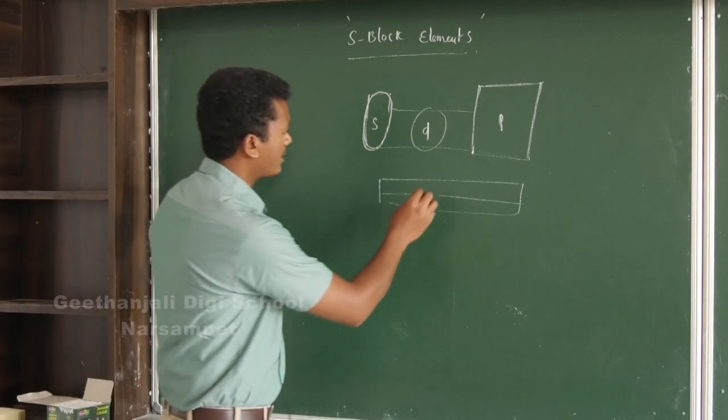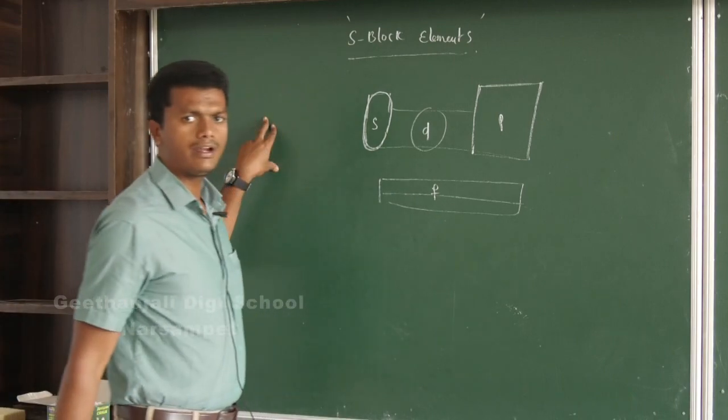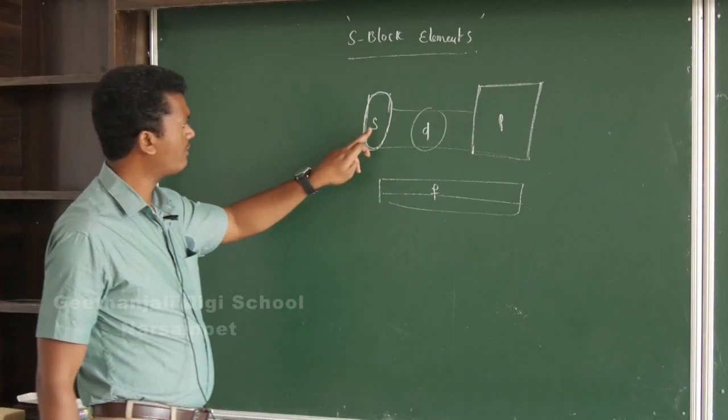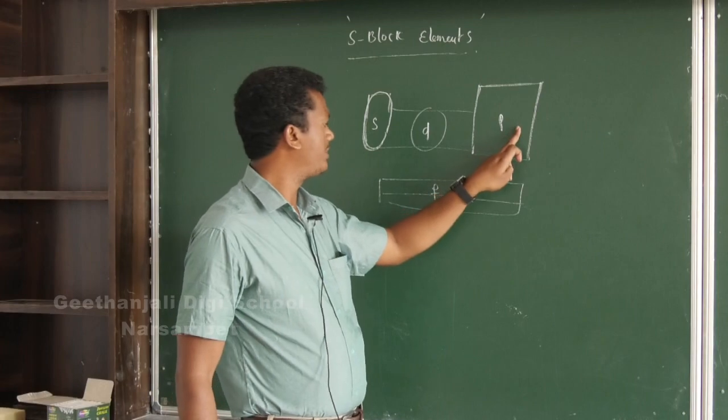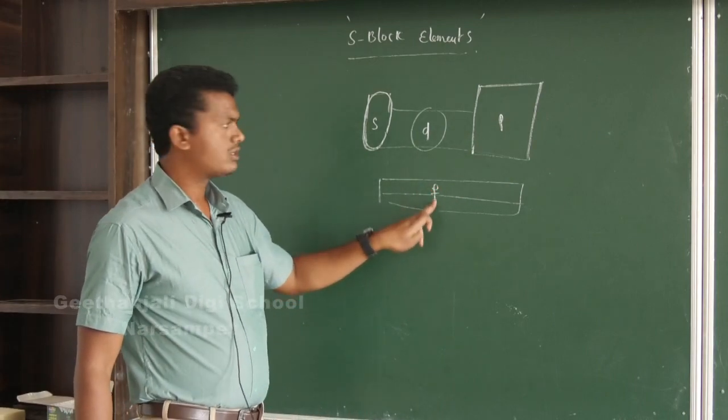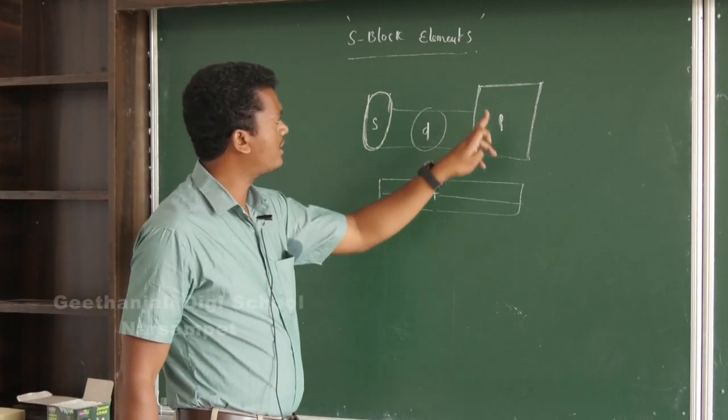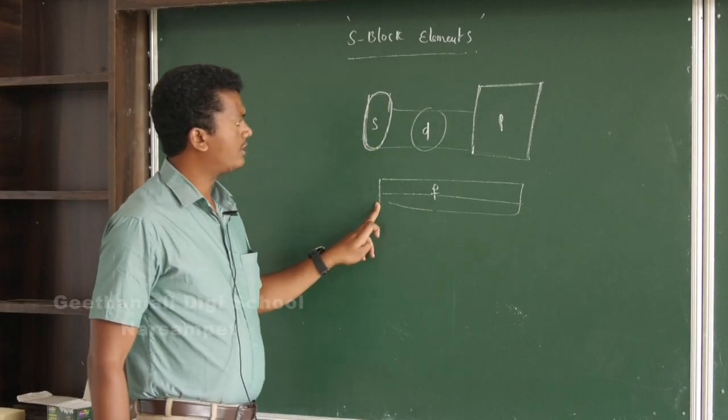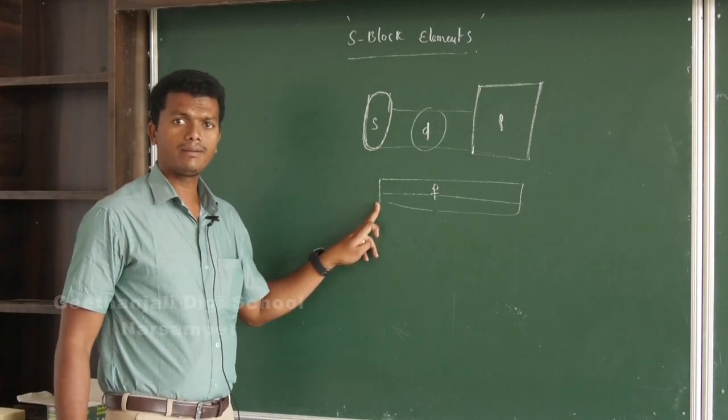So broadly, the total periodic table is divided into 4 blocks: S block, D block, P block and F block. So this is about the placement of those 4 types of blocks in the periodic table.